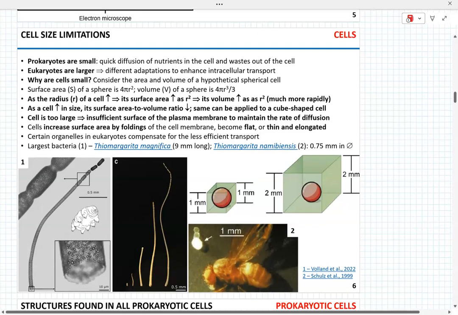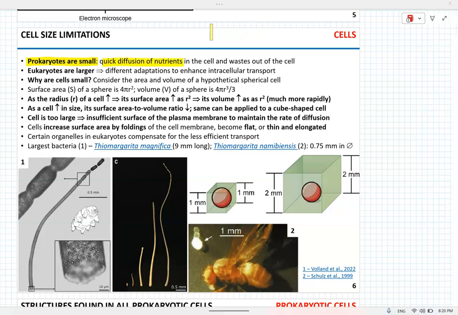Why can't we pretty much have a cell that is the size of a soccer ball? Well, the answer is nutrition. Prokaryotic cells are very small, which makes the diffusion of nutrients and wastes across the membrane very quick. Nutrients quickly get into the cell, while the wastes leave it. Eukaryotic cells are generally larger, so they had to develop various adaptations to increase the rate of the transport inside and outside of the cell.